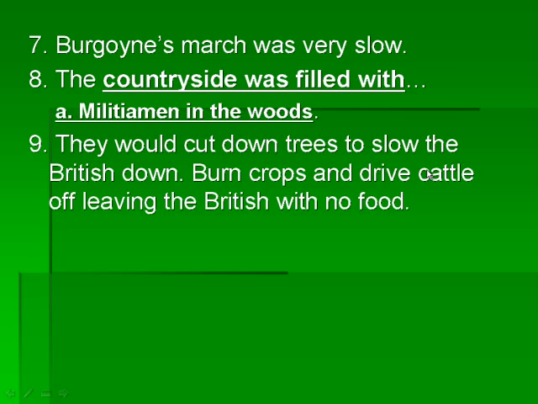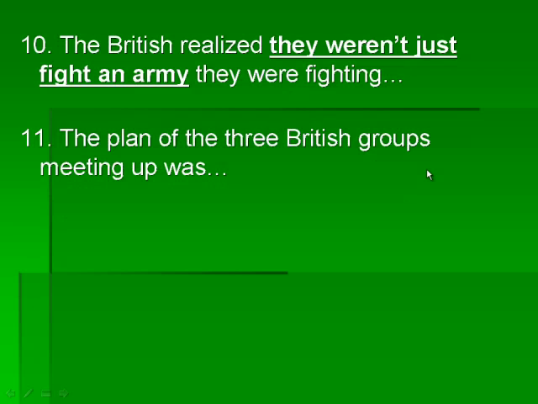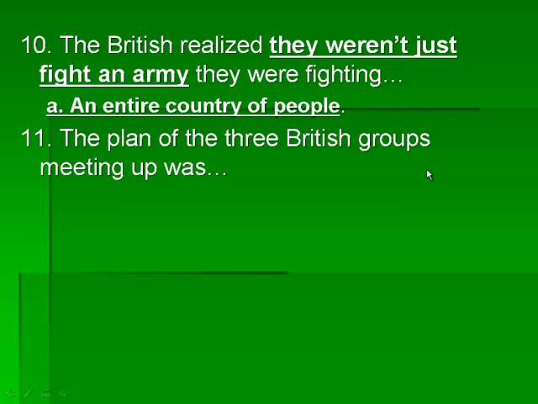And this is not the army doing this to the British. This is not the Continental Army doing this to the British. This is just normal citizens. So what the British realize is that they were not just fighting an army. They are fighting an entire country of people. You have all of these citizens cutting down, burning their crops and driving off their cattle and leaving the British with no supplies. They're not just fighting the people with guns and uniforms. They're fighting everybody in the country, everybody that supports the Patriots.